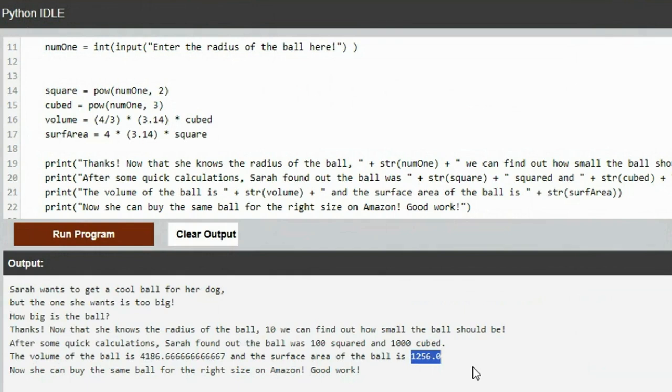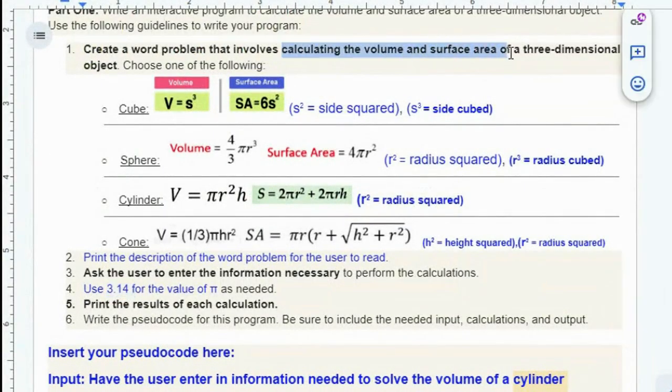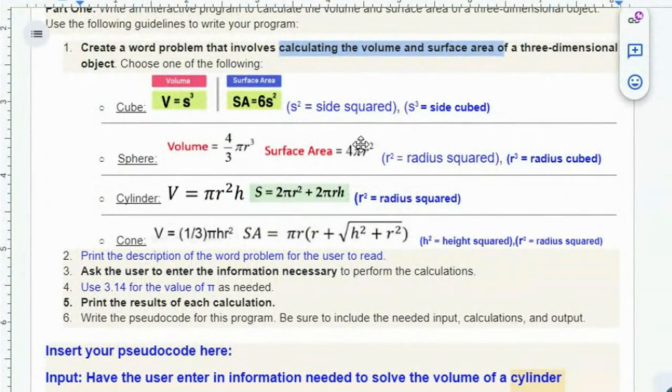Okay. Now you can buy the same ball for the right size on Amazon. But this is what we were supposed to do. We were supposed to calculate the volume and surface area. You just squared the radius and cubed the radius, which is only part of the calculation. So we put the formulas right here so you wouldn't have to know. You don't have to know what the formula is for the volume of a sphere. I give it to you right here on the template.